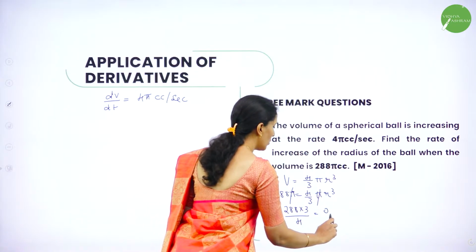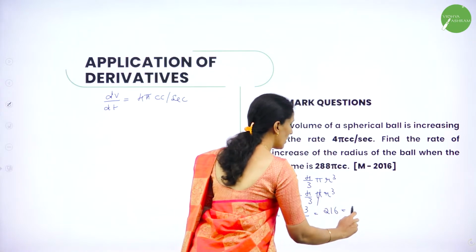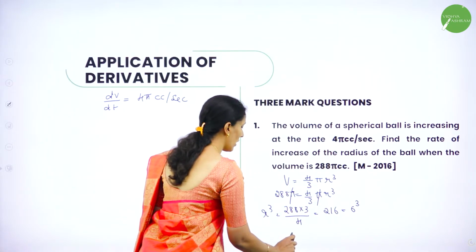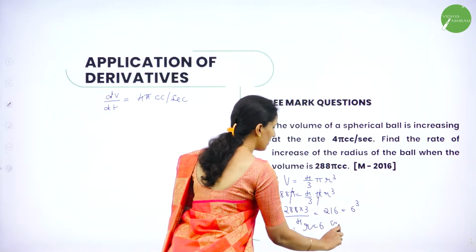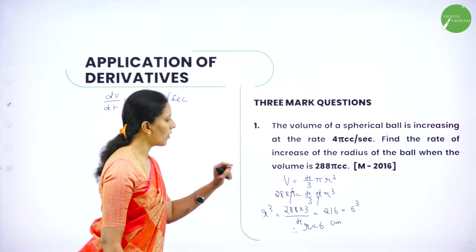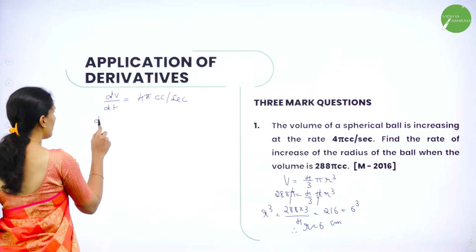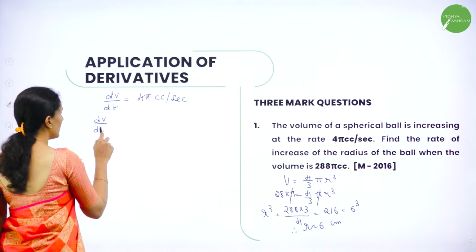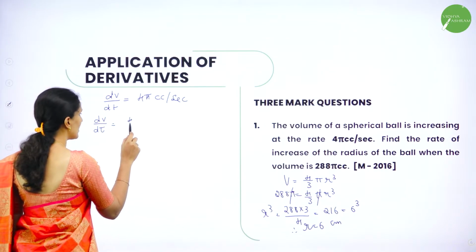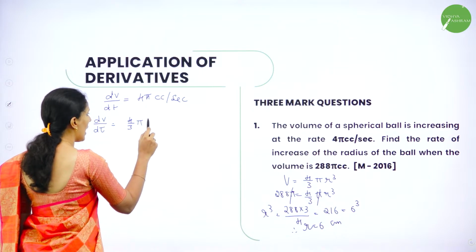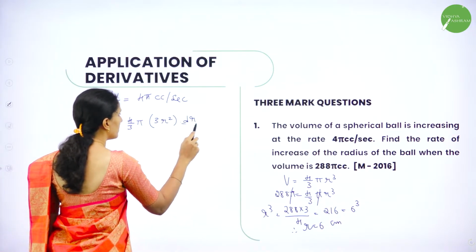So we get as 216. So if r cube is 216, 216 is 6 cube. So therefore we will get r is equal to 6 centimeter. Now let us derive this formula with respect to t now. So we get dv by dt is equal to 4 by 3 pi is a constant. So let's write as it is 4 by 3 pi r square into dr by dt.